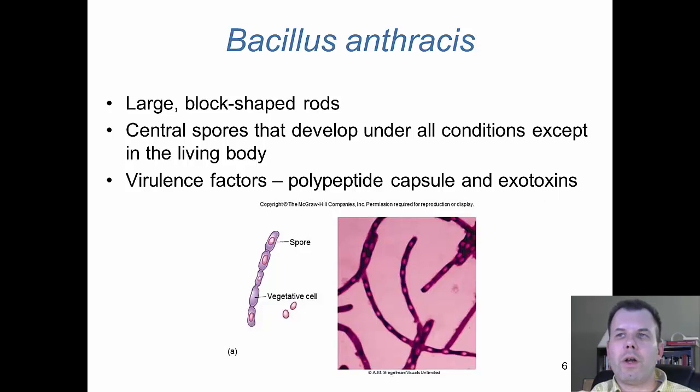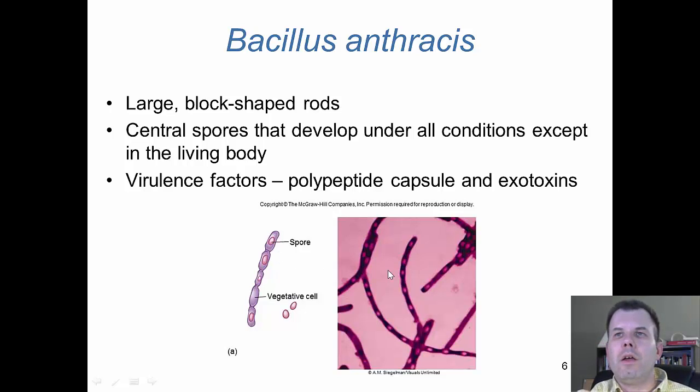So they look like these very long rods, but these are all actually multiple bacilli all growing together. So you can see they form these very long chains. And again, a lot of times you can see the spores in the middle. So they tend to form this spore right in the middle of the body.